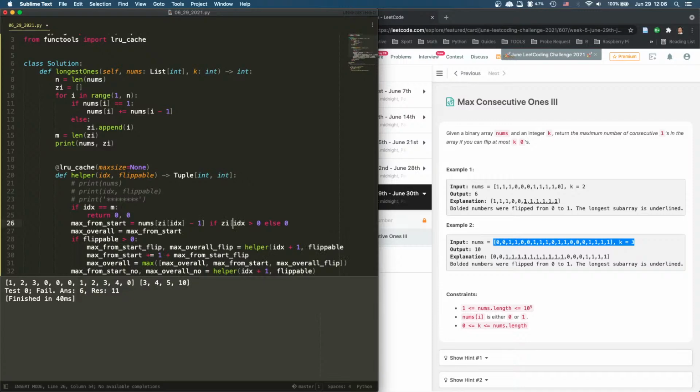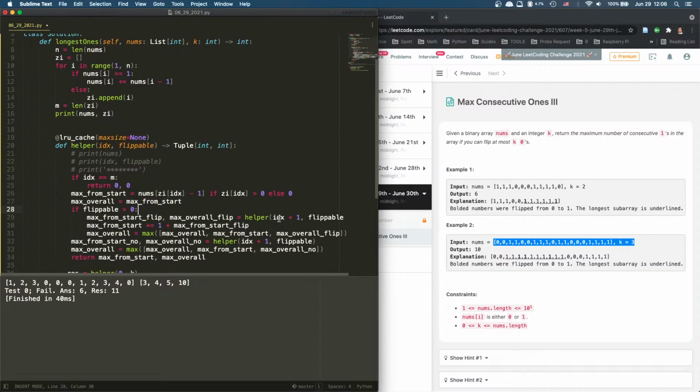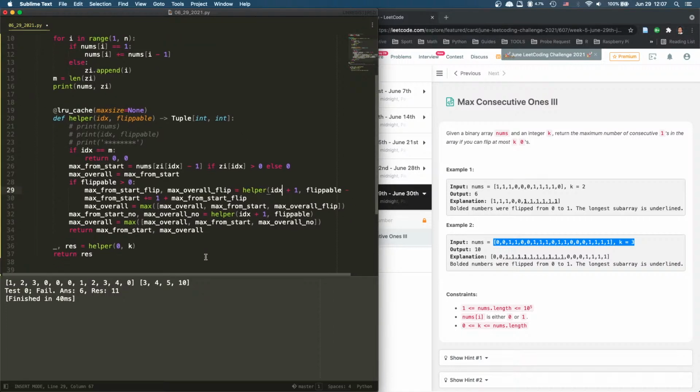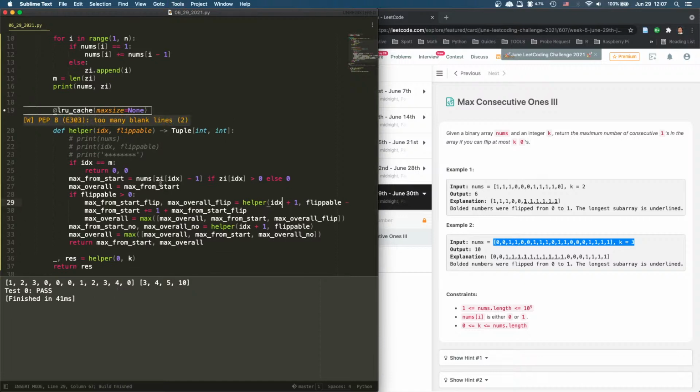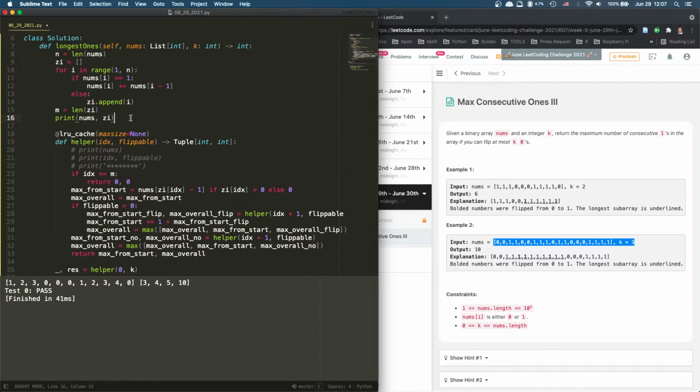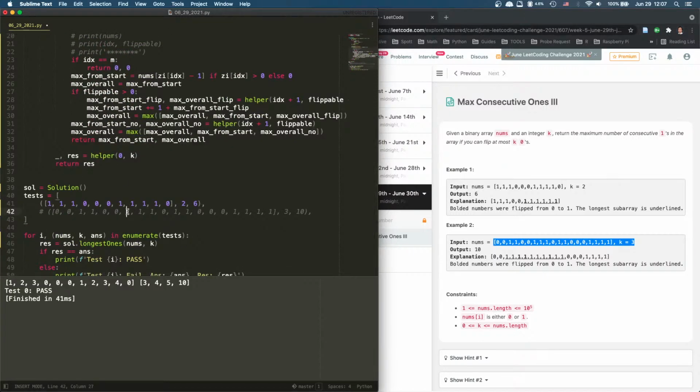If zi index is larger than 0, flippable is index plus 1, so we want to go to the next 0. And blah blah blah, and return this. Okay. Now we pass. Let's try this one. Right, now we pass both.